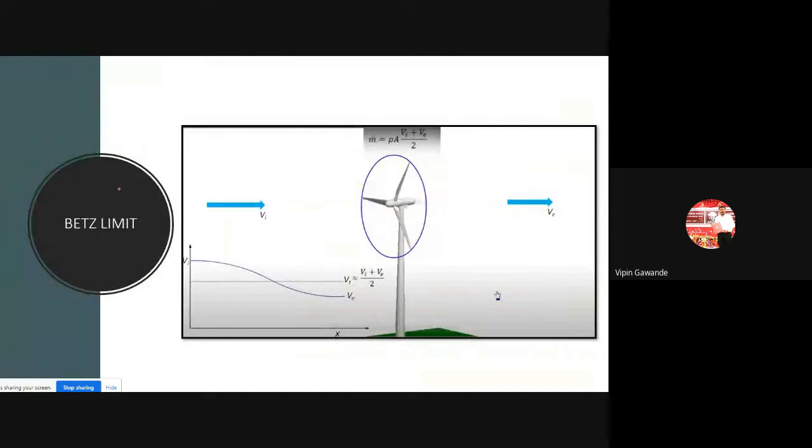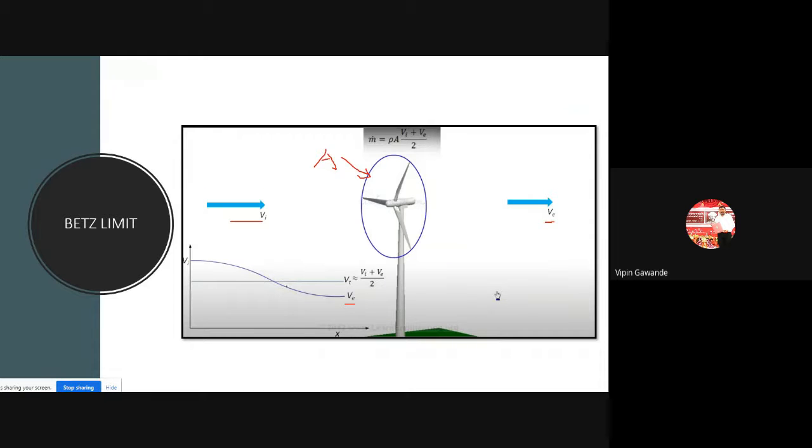After that we will see what the Betz limit is. Suppose we have the wind turbine, and it is rotating. This is the swept area A, the total swept area. Vi is the inlet velocity, and Ve is the outlet velocity after passing over this wind turbine. As we see from the diagram, the inlet velocity is higher, and after passing through the wind turbine the exit velocity decreases.